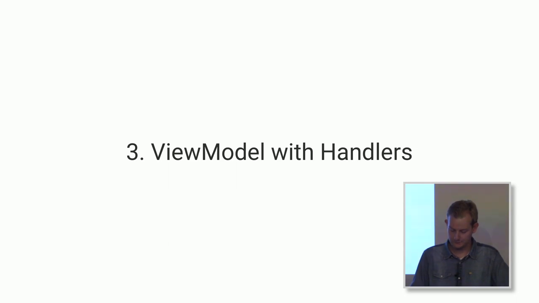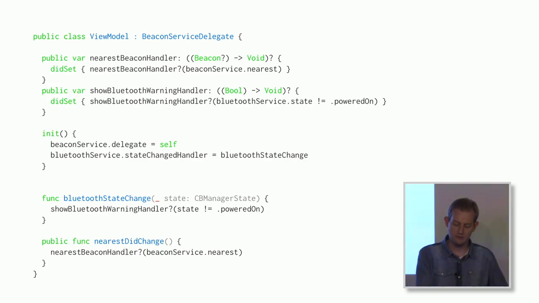So a different approach, using handlers, which is also something we tried a lot. Instead of having to create a delegate all the time, create handlers. So at the top are the two handlers, a nearest beacon handler, which is a function that takes the optional beacon and returns void, which is an optional function, so you can either set it or not set it. And when you set it, in the didSet, it calls you back with the current state of the beacon. So that way you don't have to manually inspect what the current state is, you just set it and you immediately get a callback. Same goes for the show Bluetooth warning handler, which gets a Boolean whether you need to show the Bluetooth warning or not. And the rest of the view model hasn't really changed. Instead of now calling the delegates, it calls the two optional handlers if they exist.